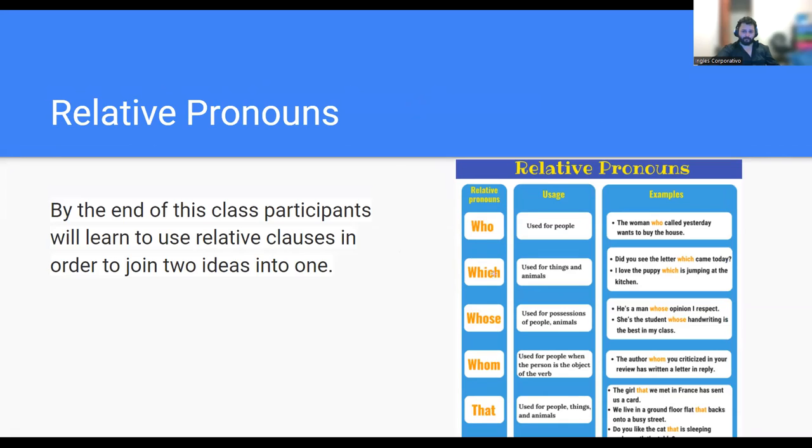All right. As such. See? Who? Repeat, guys. Who? Which? Whose. Whom. That. All right. So these are the relative pronouns. And if you take a look at the examples, I don't know if you are going to be able to take a look at the examples because it's very small.